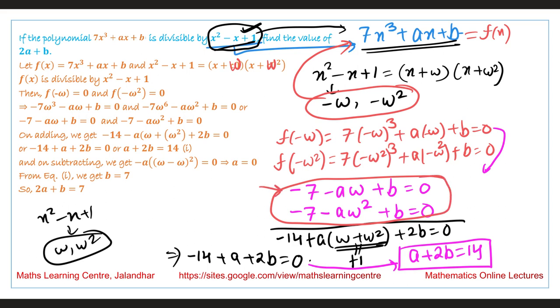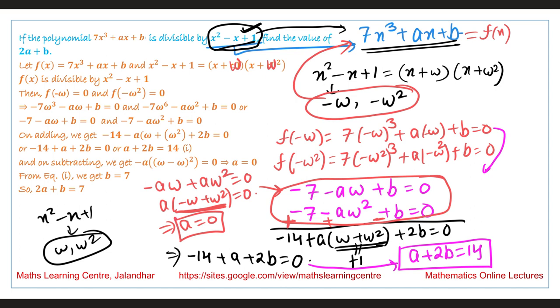Now if we subtract these two equations, this is plus over here, this will be minus. So the answer we get is minus a omega plus a omega square, and that will be equal to 0. So this implies a common, minus omega plus omega square is equal to 0. Minus omega plus omega square is not equal to 0, so this implies a is equal to 0. And if we substitute this value of a over here, this implies that b is equal to 7.